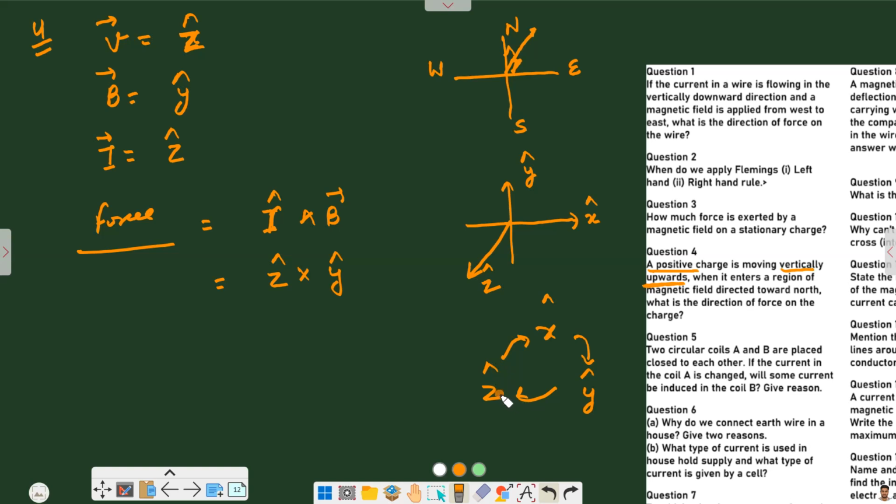you can find out. We are going z to y, and it is reverse. It is anti-clockwise, so we are going anti-clockwise, so we will get x, but x in negative, so answer will be minus x. So force will act in minus x, or in this direction, or in west direction. So force will be acting in west direction. So this is using our mathematical formula. Now we have to use Fleming's left hand rule.